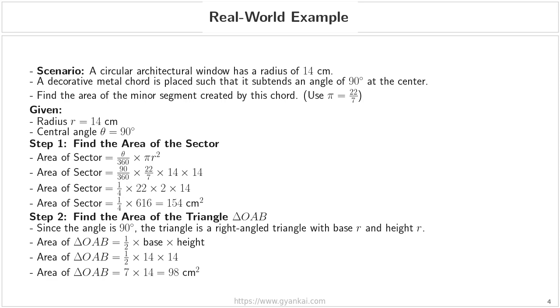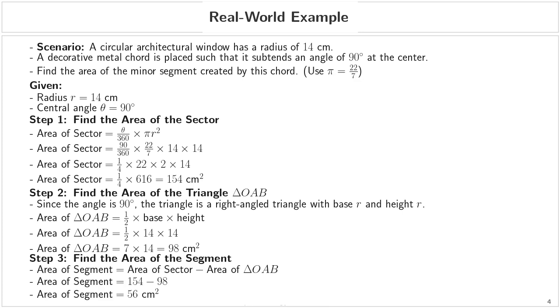Step 2, next we need to find the area of the triangle OAB. Because our central angle is exactly 90 degrees, we are dealing with a right-angled triangle where both the base and the height are equal to the radius, which is 14 centimeters. Using the standard formula for the area of a triangle, which is 1/2 multiplied by base multiplied by height, we calculate 1/2 times 14 times 14. This simplifies to 7 times 14, resulting in an area of 98 square centimeters for the triangle.